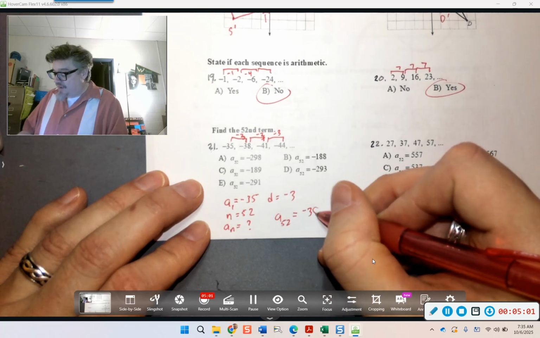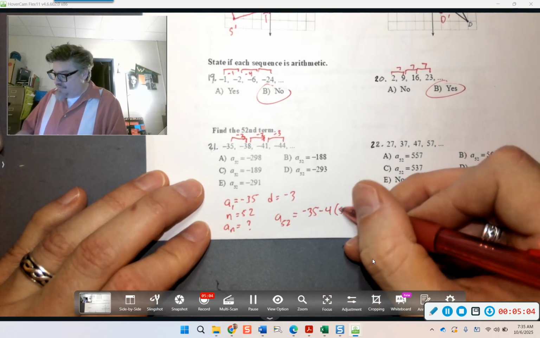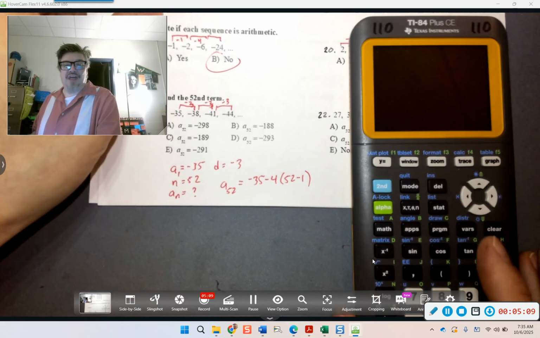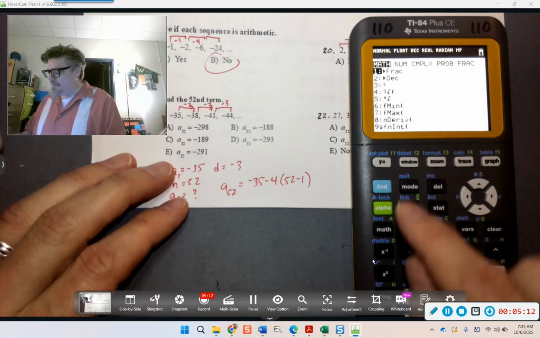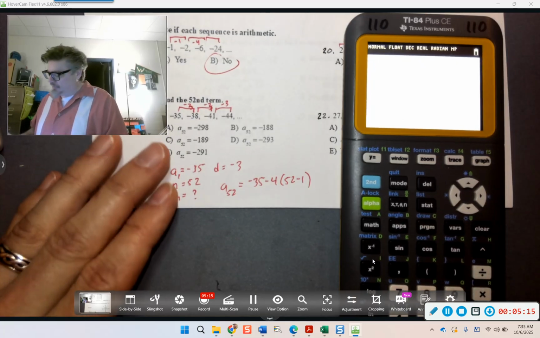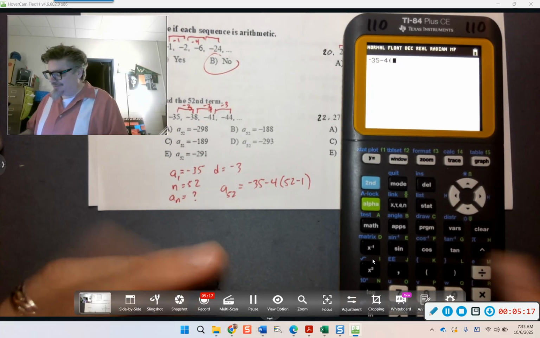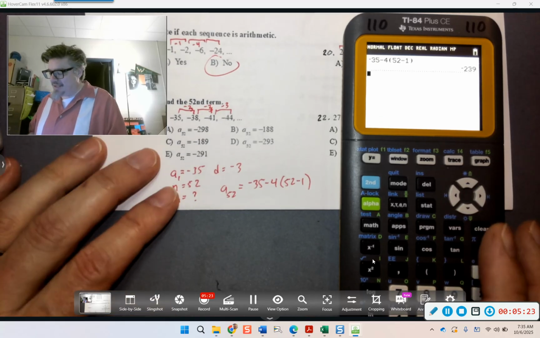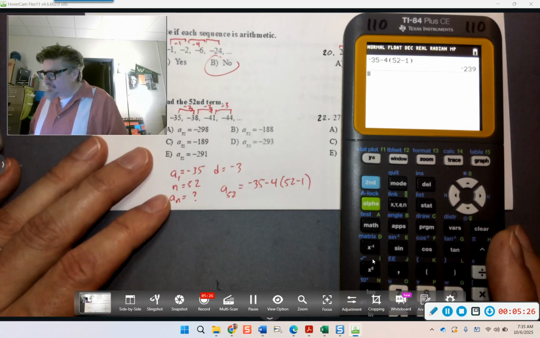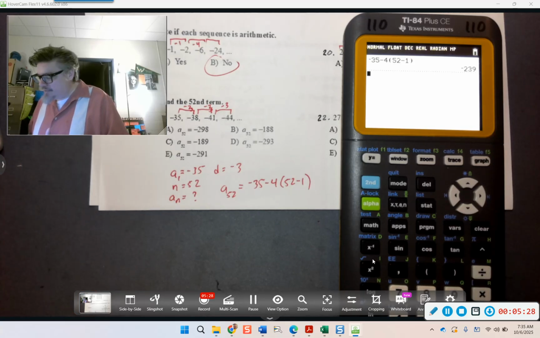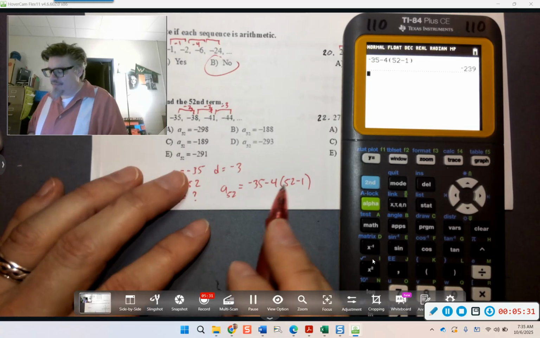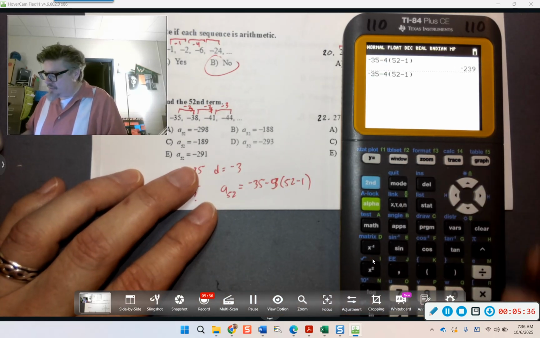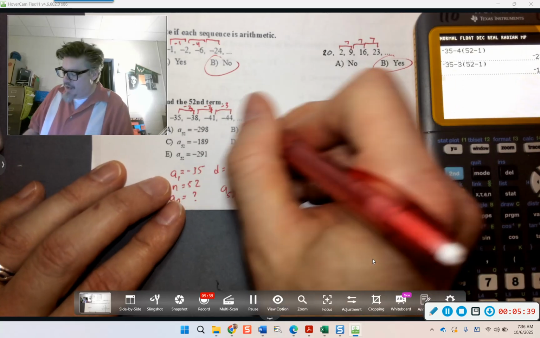I'm looking at negative 35 minus 4, and then 52 minus 1. That formula, make sure you put that on your flashcard, maybe do a couple flashcards, your note card. Negative 35 minus 4 times, I'm going to go ahead and just put 52 minus 1. And it looks like negative 239. Did I do that right? I probably messed up. Oh, because I put 4 instead of 3. Okay, my bad. Do that again. There we go, negative 188.